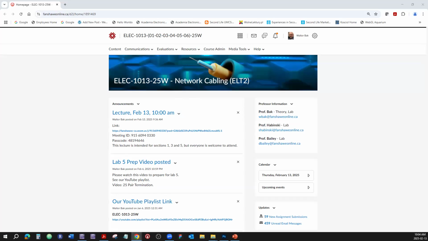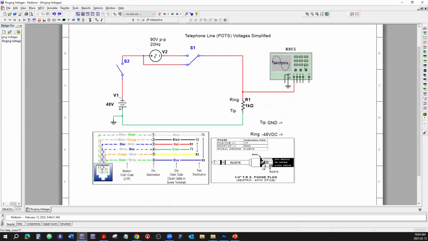First thing I'm going to show you is, where do I have it? Yes, I do have it here. I multi-simmed the way the telephone rings.